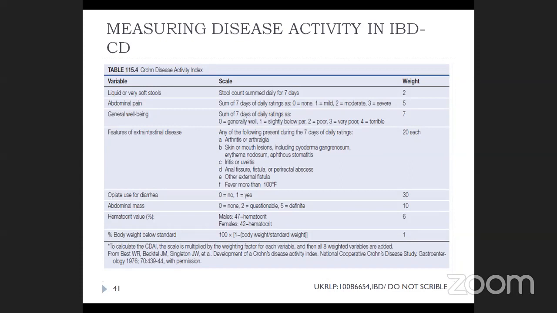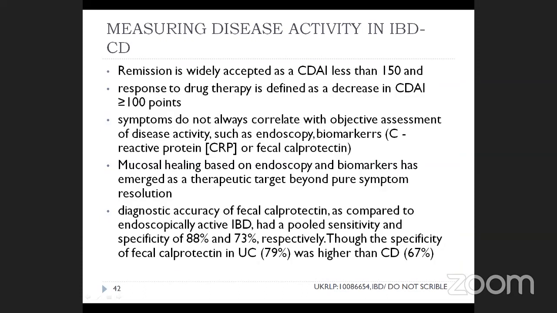If the CDAI score is less than 150, remission is widely accepted. That means the patient's symptoms are settling down when the CDAI score is less than 150. The drug response is also monitored with the CDAI score, and if the points do not fall by at least 100, the drug is not effective.